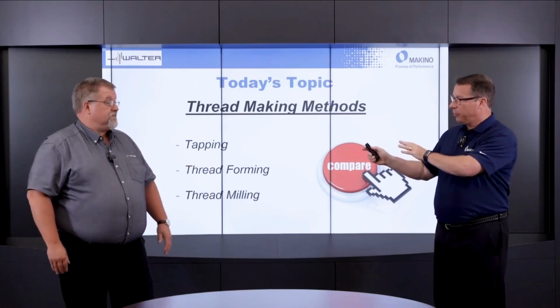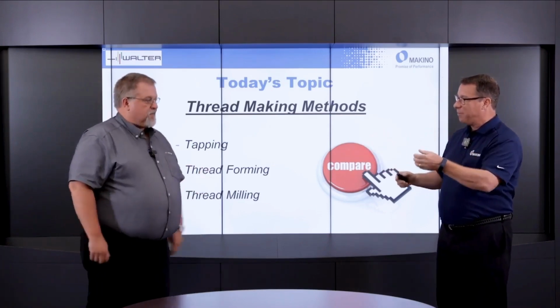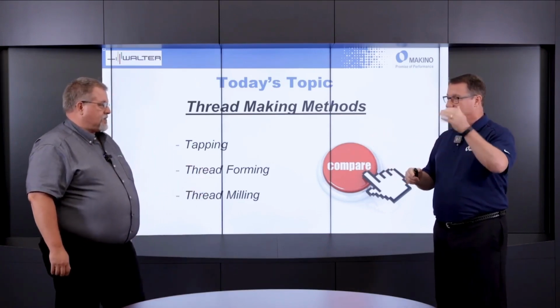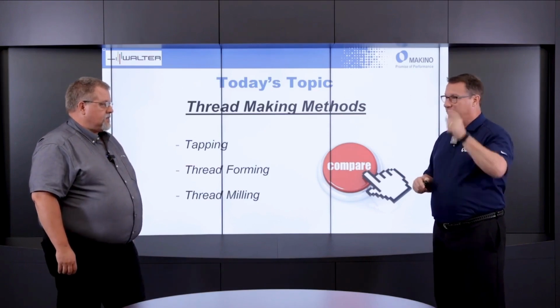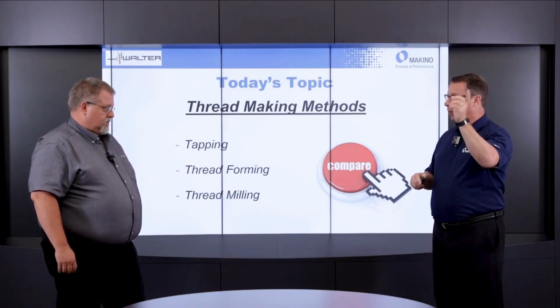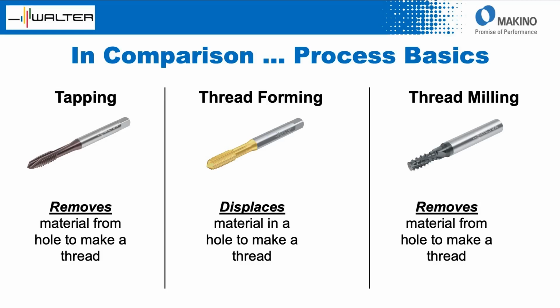Okay, let's jump. Now, we covered all three of these: tapping, thread forming, thread milling. Let's do a point-by-point comparison. Let's take an attribute and discuss it relative to the three methods, starting with just the basics of the process. Well, here we're looking at the basic process. Tapping and thread milling, they remove material from the hole. They are cutting material. Thread forming, we displace it. We're actually cold forming it and we're pushing that material around. No chips, no filled up chip cards.